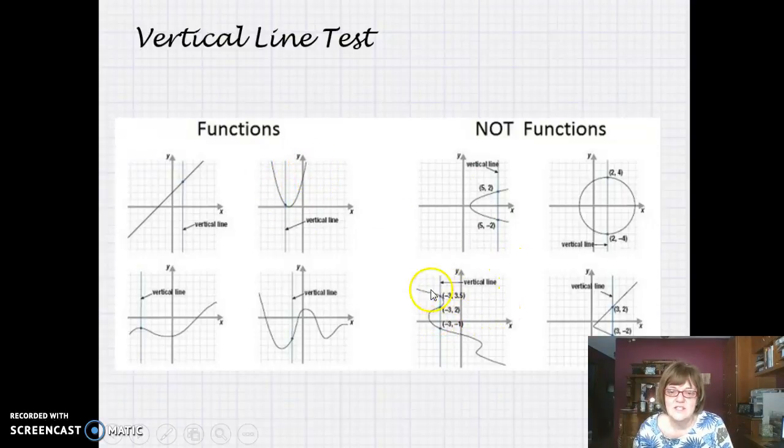Tricky, huh? So this one is just like a squiggly, it looks like a river flowing. And that one doesn't pass because it goes through these 3 locations. And then we've got this cool looking sideways V, right? It does not pass because we pass through it twice. So there's a quick review of that.